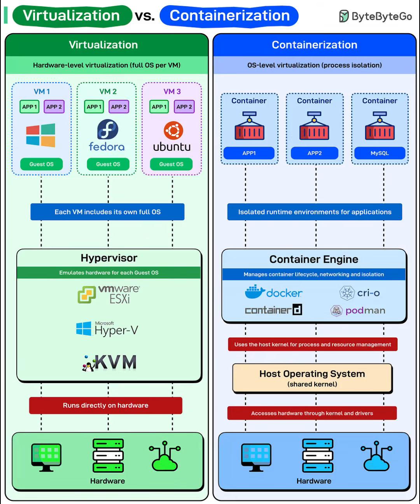In practice, most modern architectures combine both. You might run a cluster of VMs on a hypervisor for infrastructure isolation and then run dozens or hundreds of containers inside those VMs using Kubernetes or another orchestrator. Understanding this diagram helps you choose the right layer for your use case and design systems that are efficient, portable, and easy to manage.